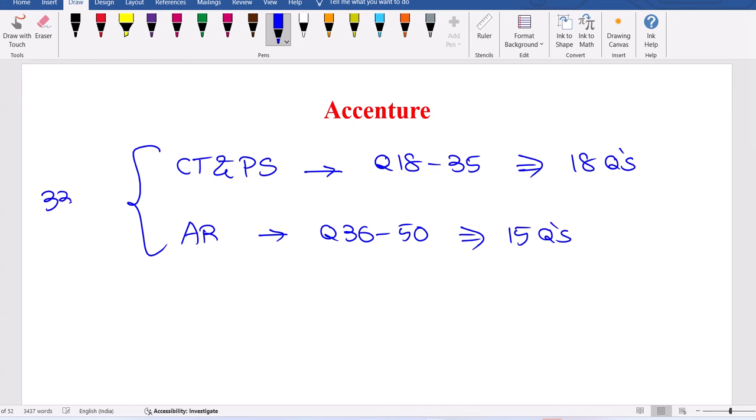I'll also focus on pseudocode a little bit, which is around 18 questions from this area.